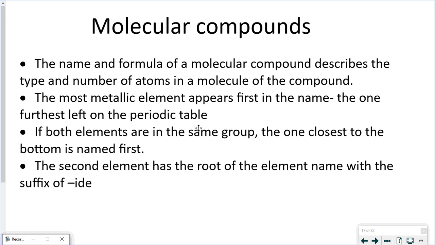Generally, whenever they're listed, the most metallic element appears first in the name. That's going to be the one furthest to the left of the periodic table or closest to the bottom. And then the second element will be named with the root of the name and the ending of IDE. So similar to ionic compounds, and that only occurs on the second element that we're naming.